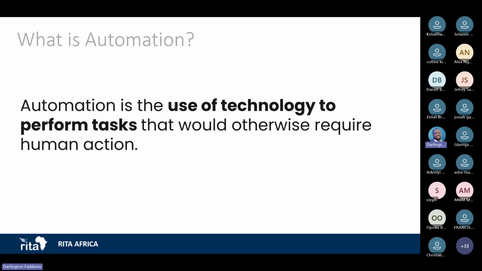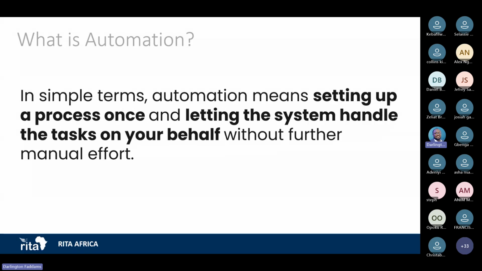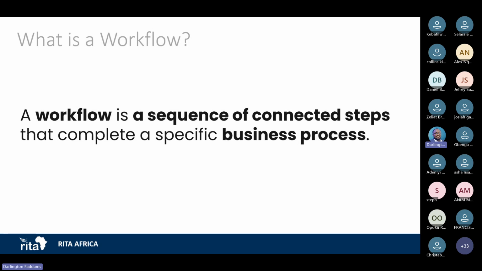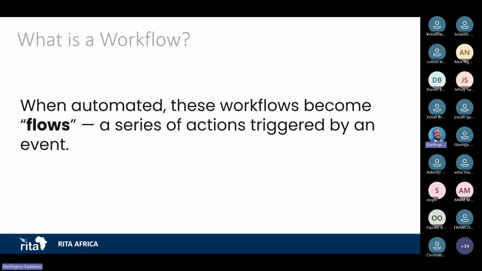All right. So we talked about automation yesterday, the use of technology to perform tasks that would otherwise require human action. We mentioned that it allows you to set up a process once and let the system handle the tasks on your behalf without further human interaction. And we talked about what a workflow is. We said a workflow is a sequence of connected steps that complete a specific process. And when it is automated, it is called a flow.